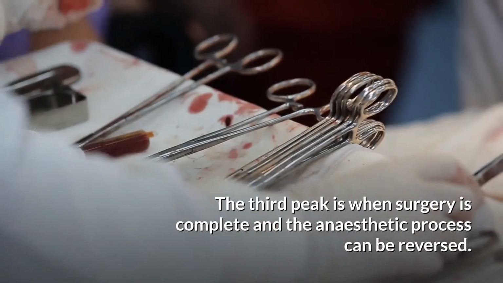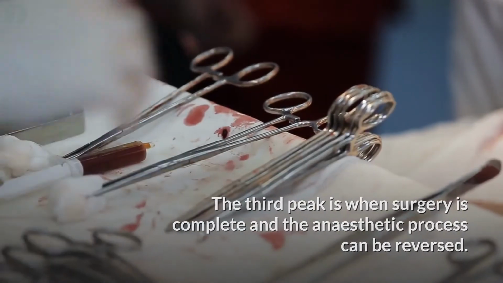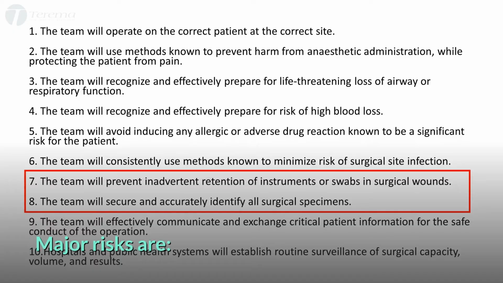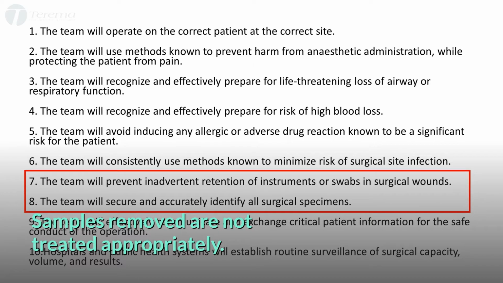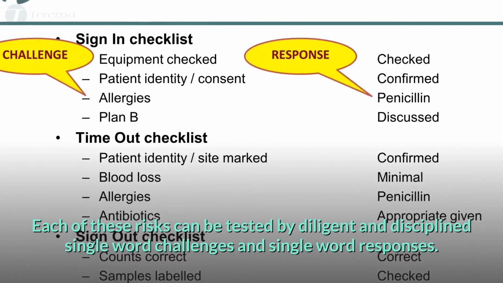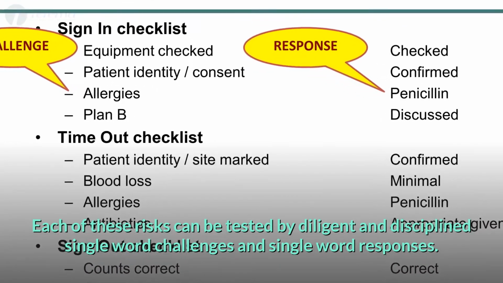The third peak is when the surgery is complete and the anaesthetic process can be reversed. This checklist is called the sign-out. Major risks are items unintentionally left in the wound, samples removed or not treated appropriately. Each of these risks can be tested by diligent and disciplined single-word challenges and single-word responses.